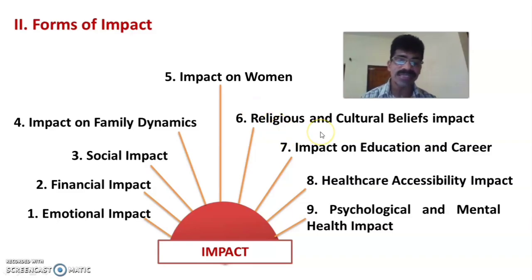Sixth is religious and cultural beliefs impact. Seventh is impact on education and career of the family members. Eighth is healthcare accessibility impact, availability of healthcare. And the last one is psychological and mental health impact, or mental illness impact. So these are the 9 different forms of impact. Let us discuss in short all these 9 impacts.